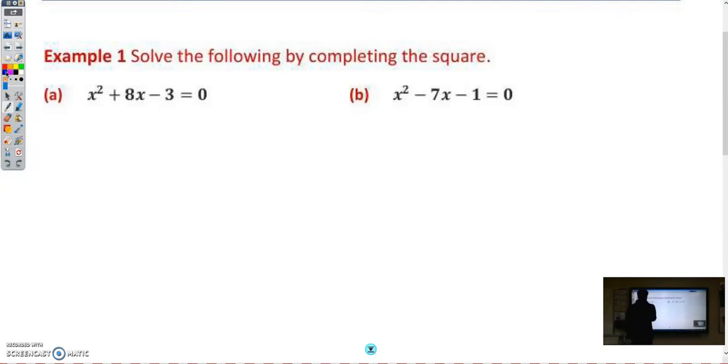The first thing we're going to do is double check that we have 0 on the right hand side. If not, we always solve to get 0 on one side so that we can use the null factor law later. Then we're going to divide the coefficient of x by 2. 8 divided by 2 is 4. We're going to square our answer. 4 squared is 16. Then we're going to add and subtract it from our equation.